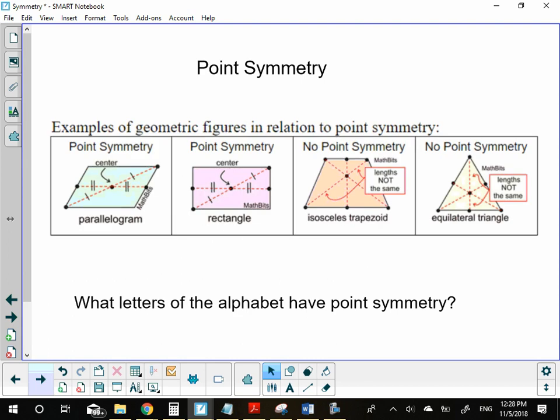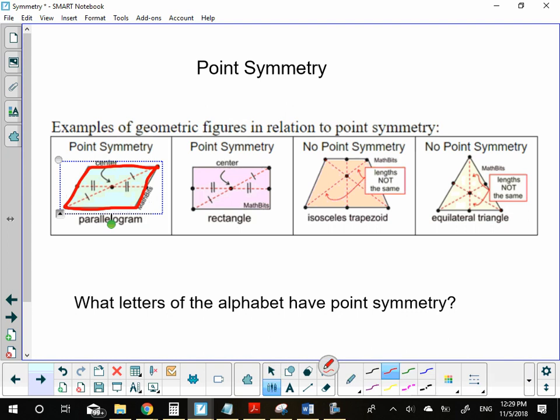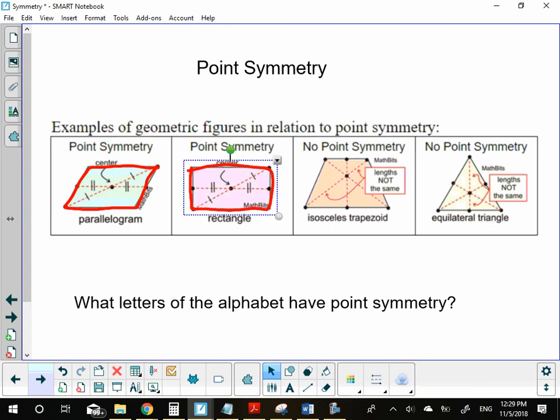Okay, so let's look at the case for point symmetry. When I look at a parallelogram, that's just like a tilted rectangle. If I rotate that 180 degrees, does that match my original figure? Yeah, so that works. Whenever you can rotate it 180 degrees, you have rotational symmetry. I think this rectangle, I rotate it 180 degrees, it matches up with my original figure.